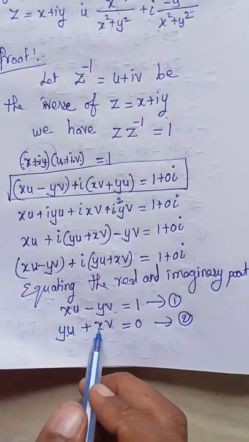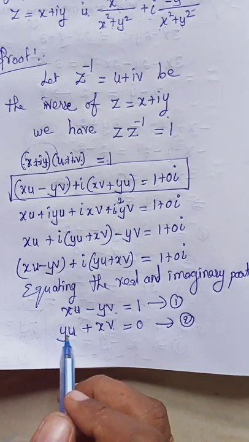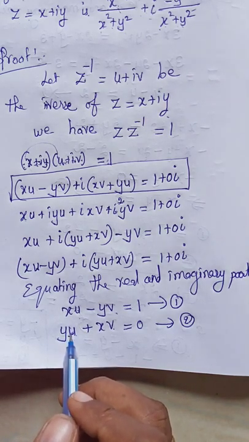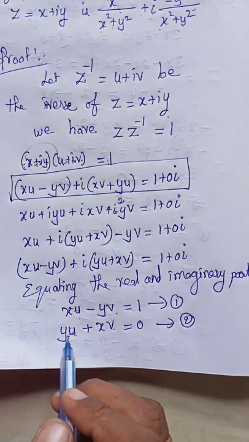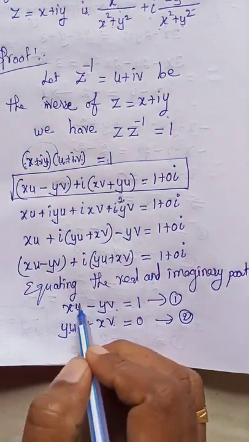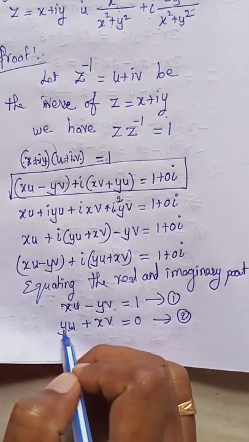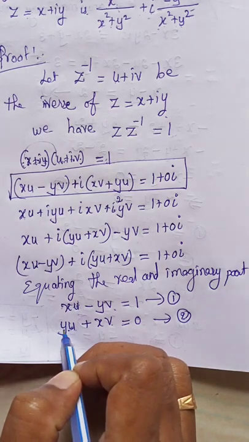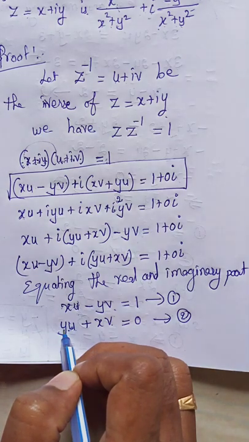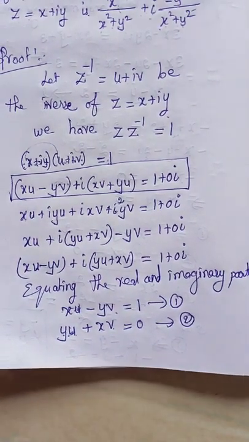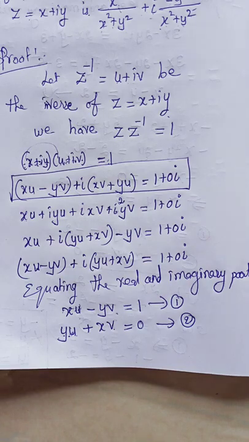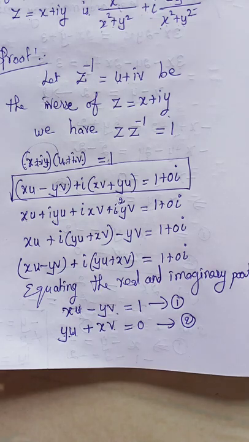You can multiply and solve it using the elimination method, what we did in the previous problem. If you have to eliminate u, what should we do? The first equation must be multiplied by y and the second equation must be multiplied by x, isn't it? Or we know the cross multiplication method. Are you remembering? Using that also you can find it, either by the elimination method or by the cross multiplication method.